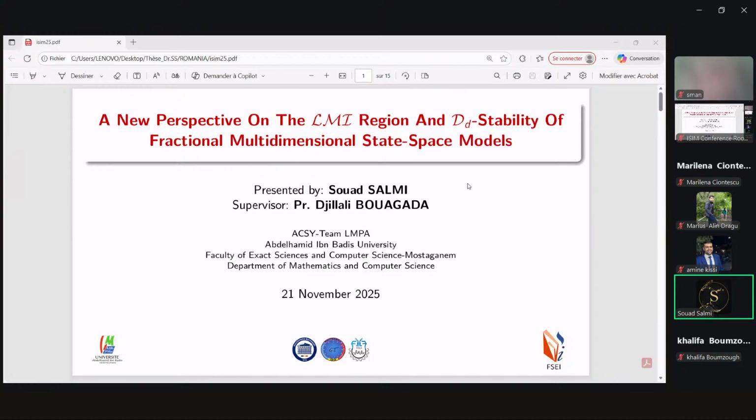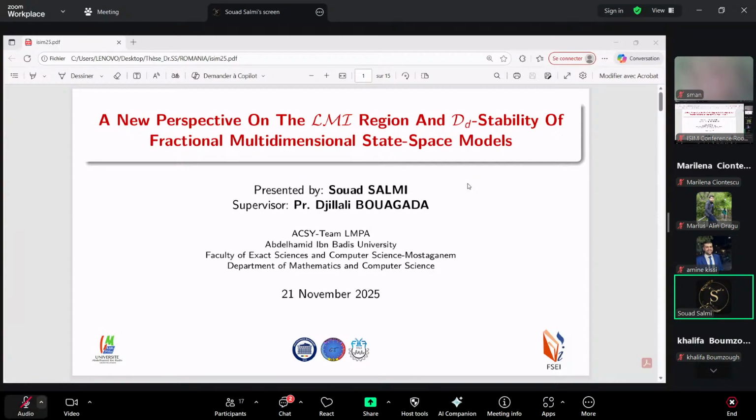As many of you know, fractional order systems have attracted significant attention in recent years due to their unique ability to model complex real-world phenomena with inherent memory and non-local effects, features that classical integer order models lack. Studying the stability of fractional multidimensional systems that change in several spatial directions is difficult, especially when there are uncertainties.